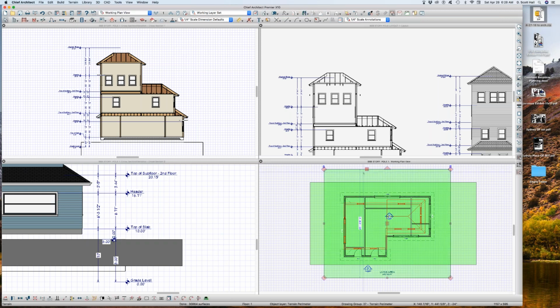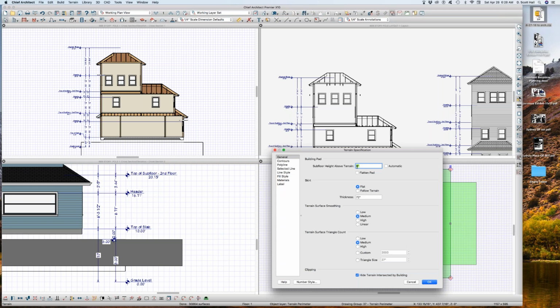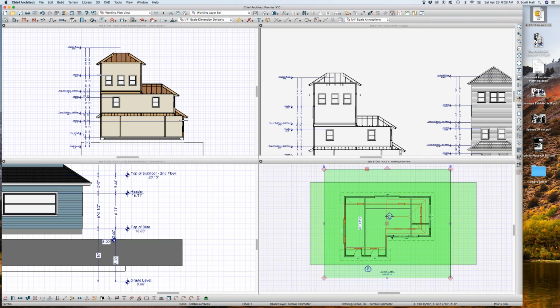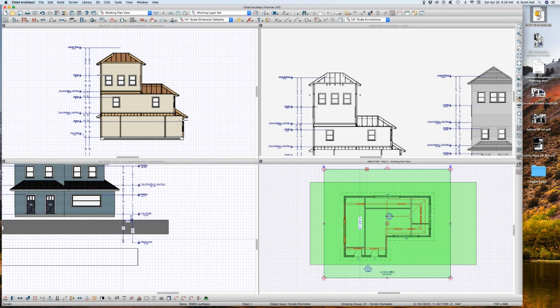So let's go ahead and put my terrain. Okay, let's subfloor height. Now I've actually built a terrain. I think I went through this already. I've actually built a terrain at minus 10 foot. You should be able to see it. I zoom out. Yeah, there it is right there.